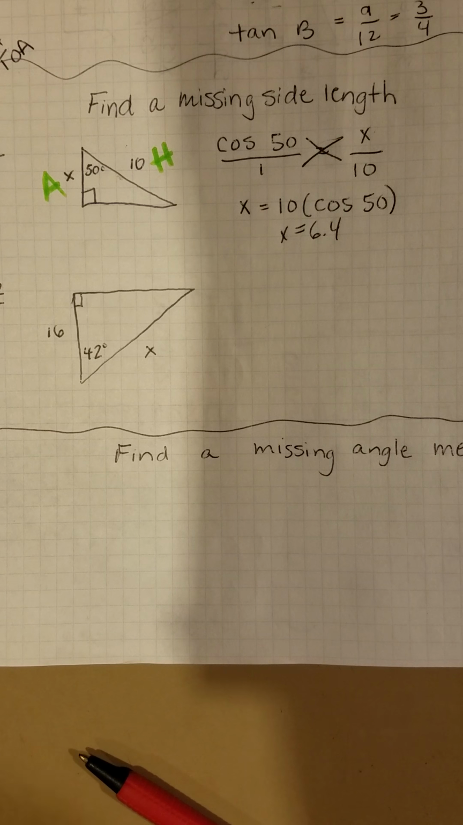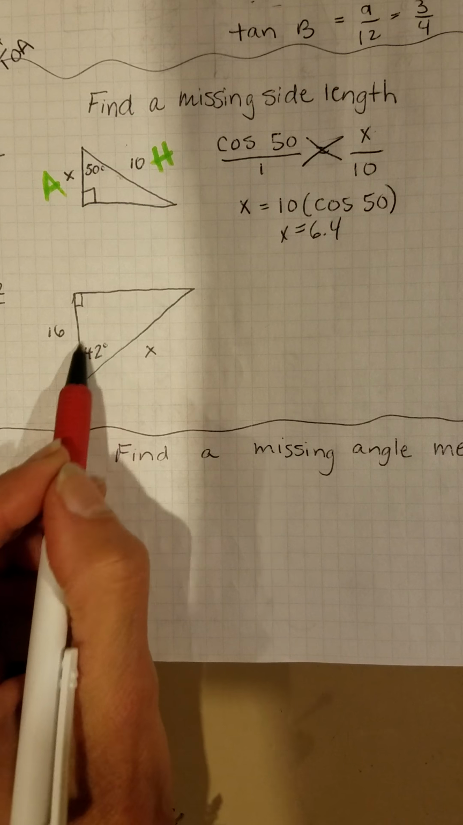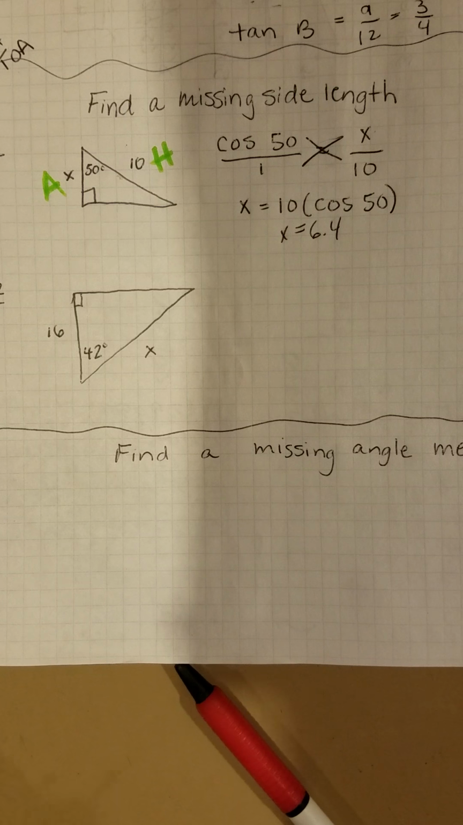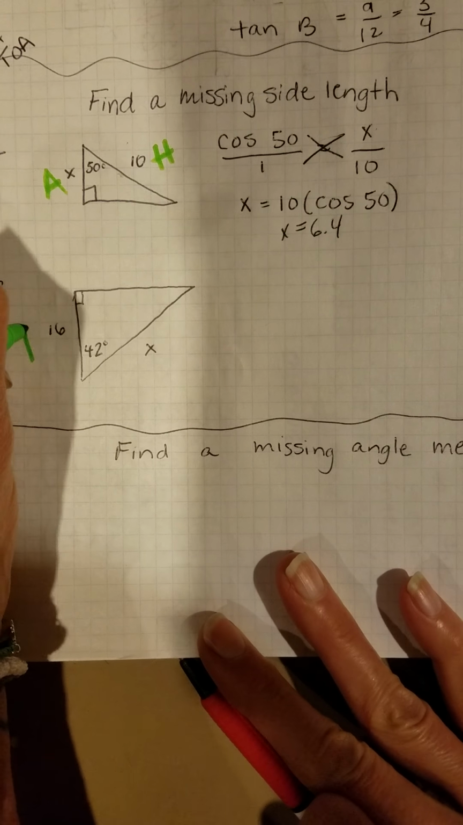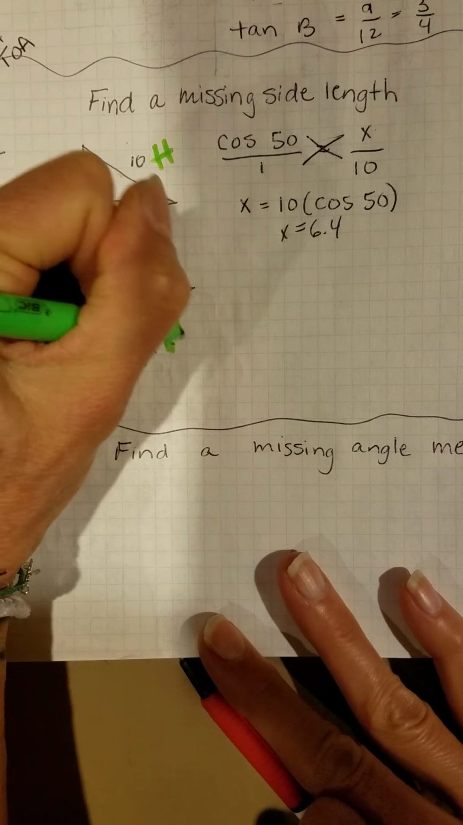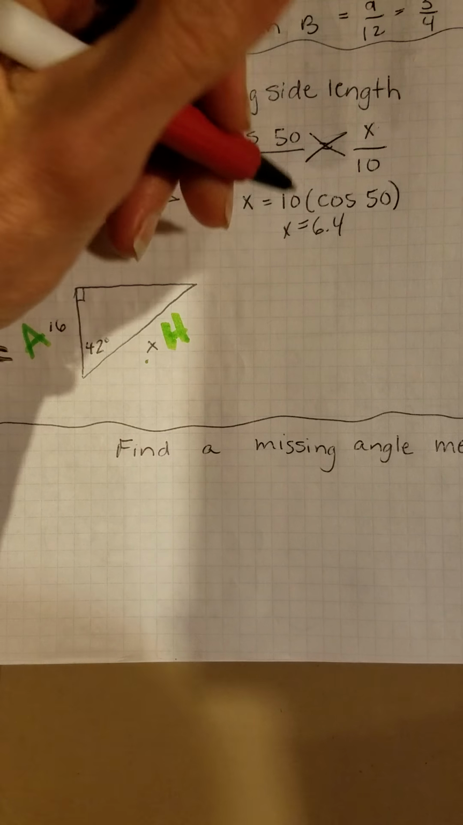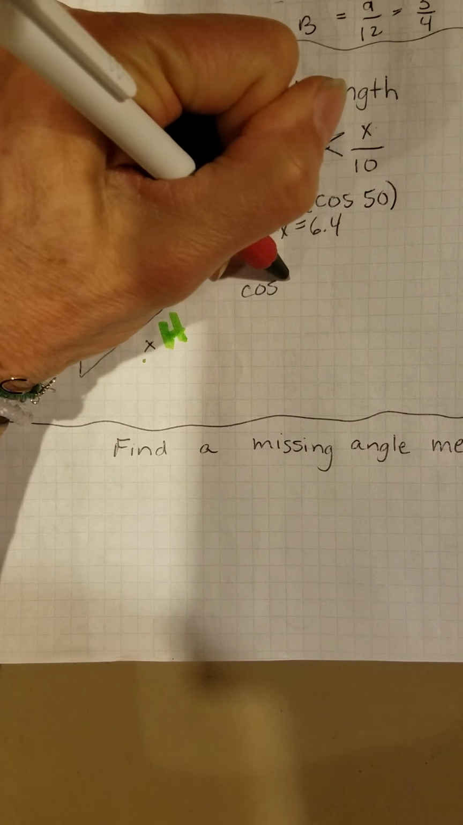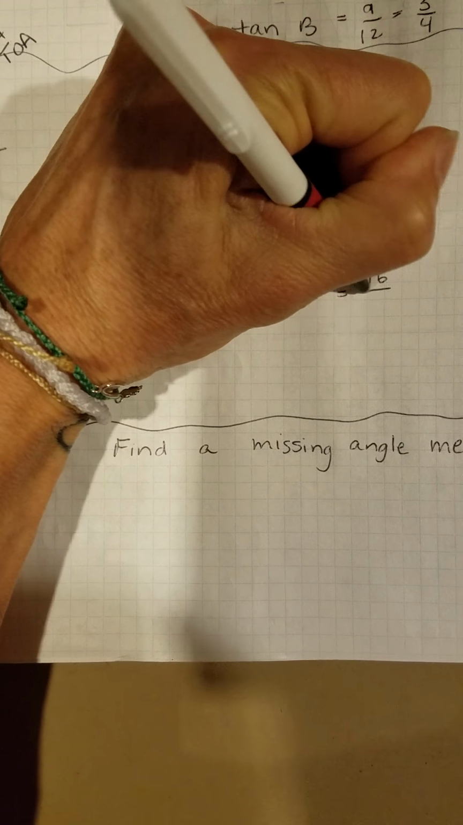Okay, finding the missing side length given a different triangle. I have 42 degrees given. I also have the side next to it. Oh, cosine again. This is going to be adjacent. I need to find the hypotenuse this time. I'm going to label that h. So I'm using cosine again. I have cosine 42 over 1 is equal to 16 over x.